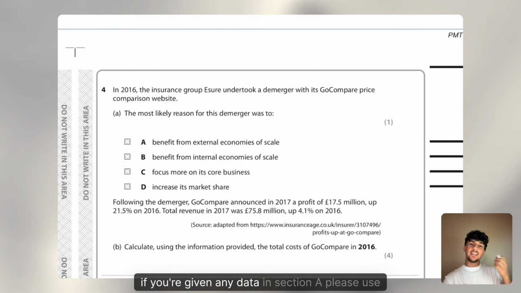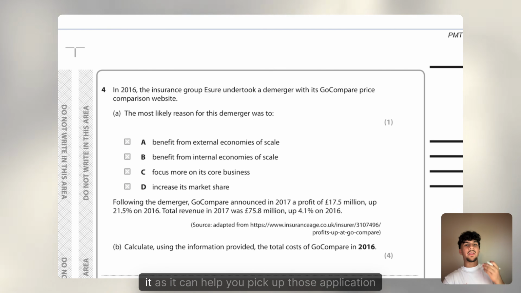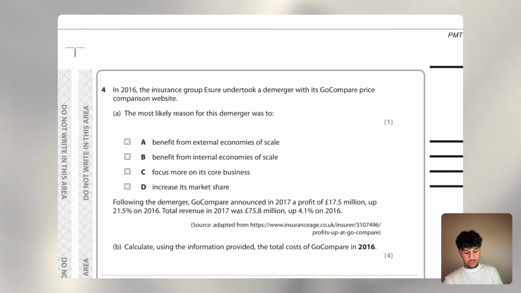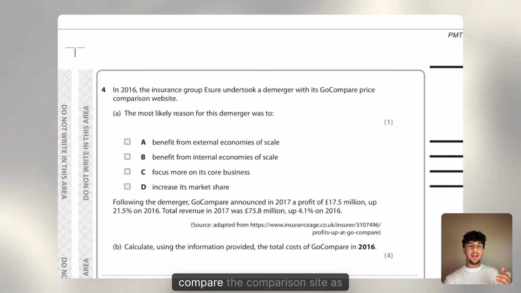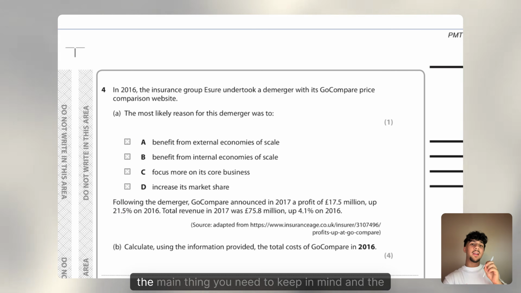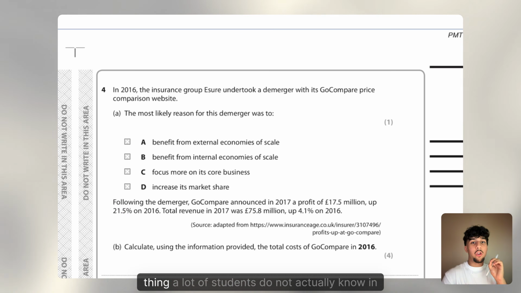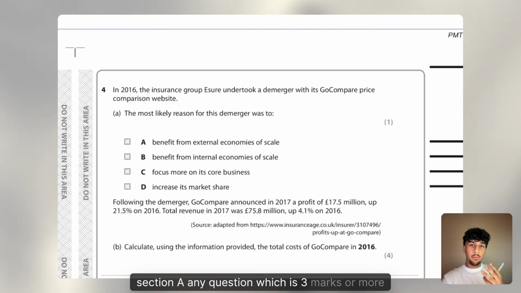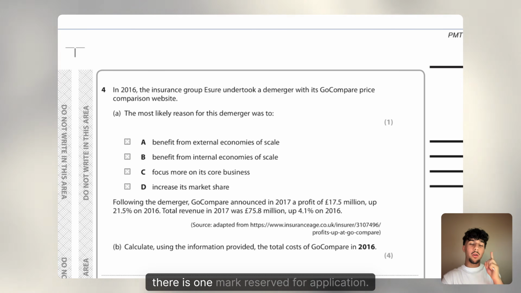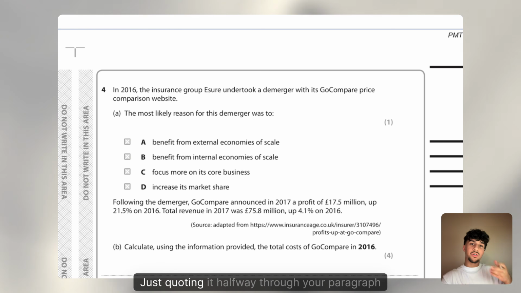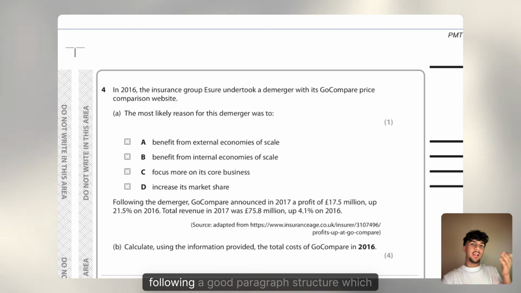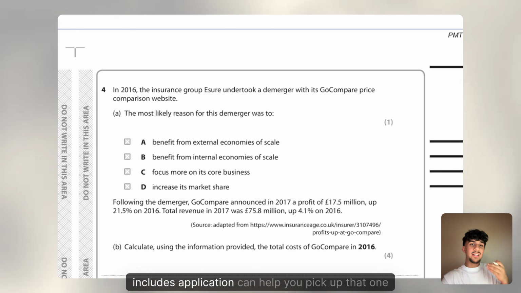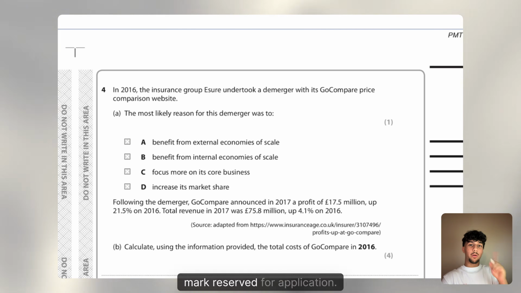Also, if you're given any data in Section A, please use it, as it can help you pick up those application marks. Little stimuluses like this, just before the question. This is talking about Go Compare, the comparison site. The main thing you need to keep in mind, and the thing a lot of students do not actually know, is that in Section A, any question which is 3 marks or more has 1 mark reserved for application. So something like this can work really well. Just quoting it halfway through your paragraph, following a good paragraph structure which includes application, can help you pick up that 1 mark reserved for application.